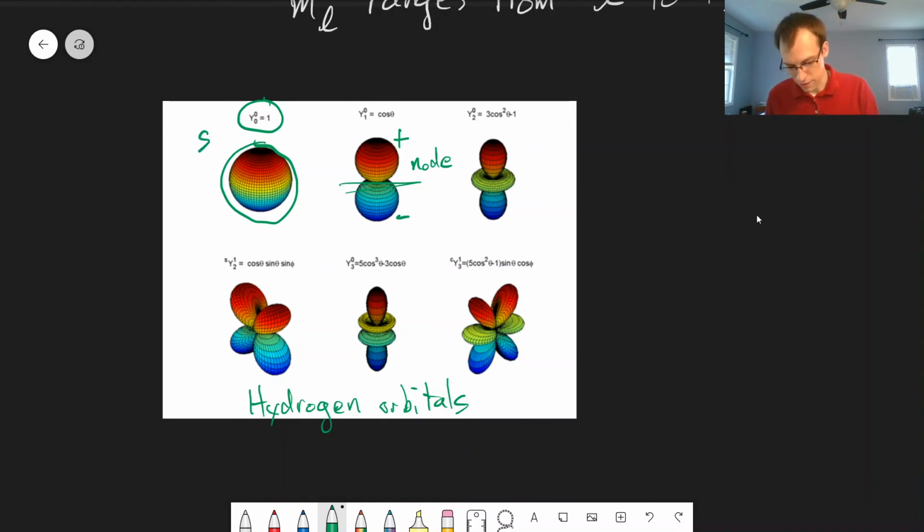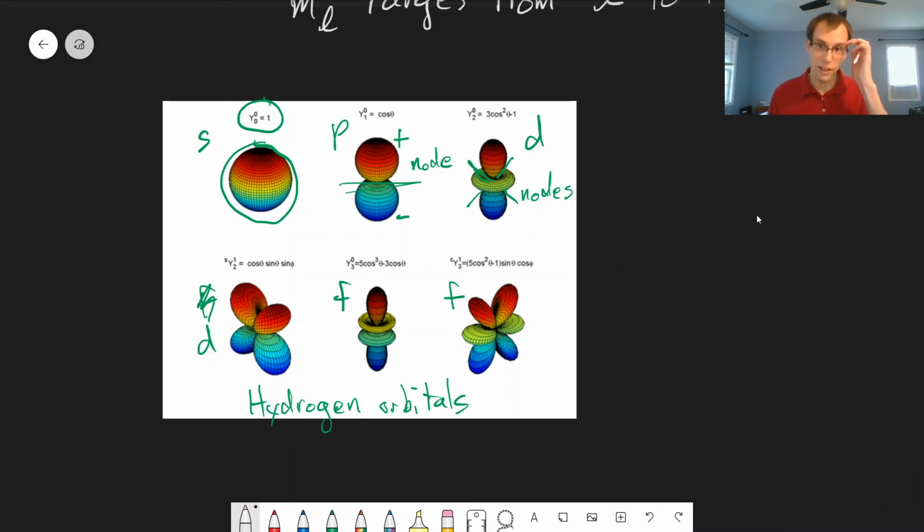So this is an s orbital. These are p orbitals. Here's a d orbital. Here's an f orbital, or actually a different d orbital. This one's an f orbital, and this is also an f orbital. You've seen these solutions before, but these are also the solutions for the rigid rotor. This is what they look like. We see nodes here, and we get a different angular node here. This is what these functions look like in three-dimensional space.